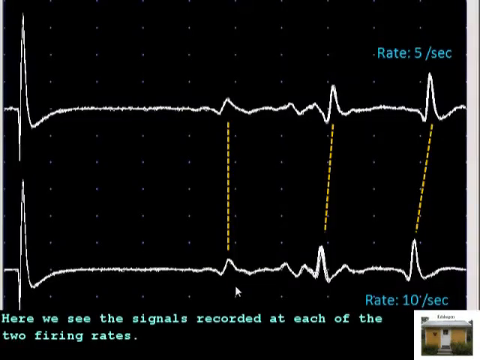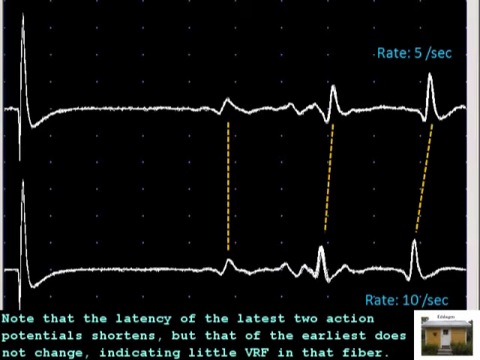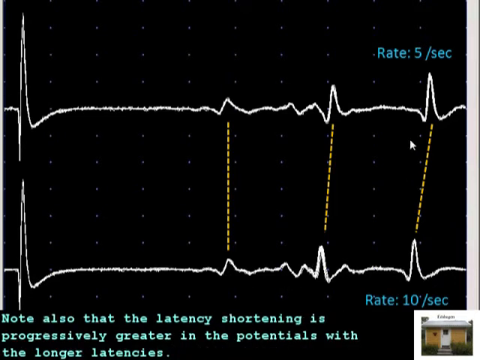Now we can see the signals recorded at each of the two firing rates. Note that the latency of the latest two action potentials shortens, but that of the earliest does not change, indicating little VRF in that fiber. Note also that the latency shortening is progressively greater in the potentials with the longer latencies.